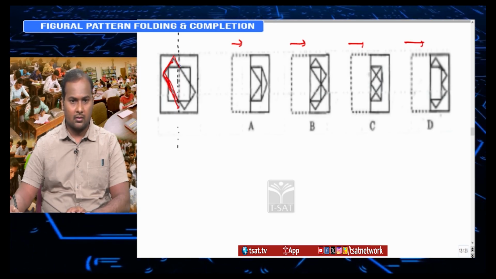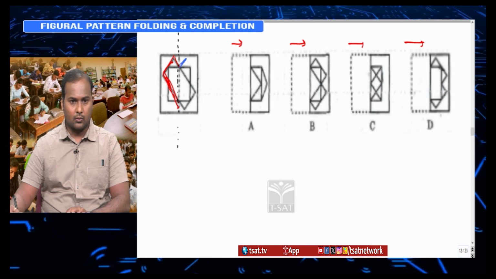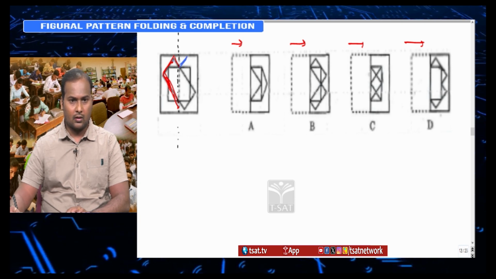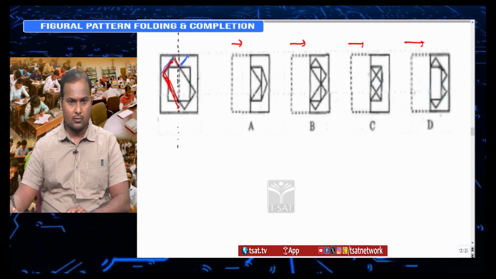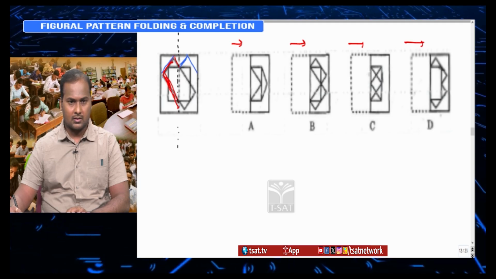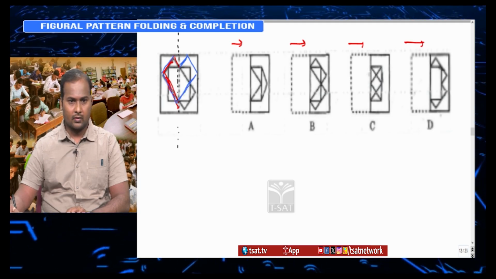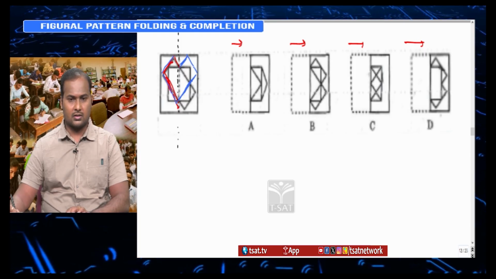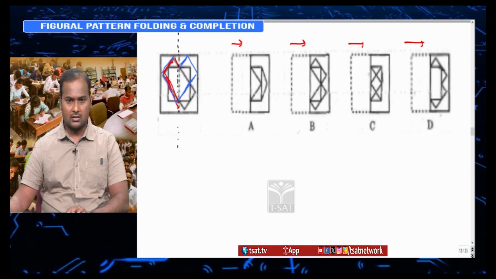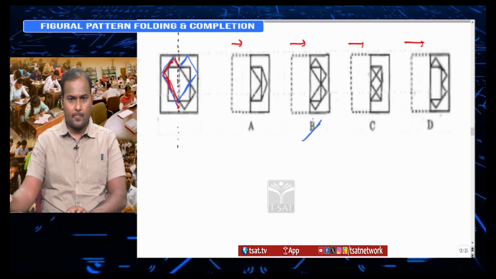See here, this red line dot, so you draw a blue line here, exactly. Now it is moving away, so you also move away like this. And this line is moving till here, so you draw a line like this. When you draw, you will get the answer. So directly I can get that the answer is option B.